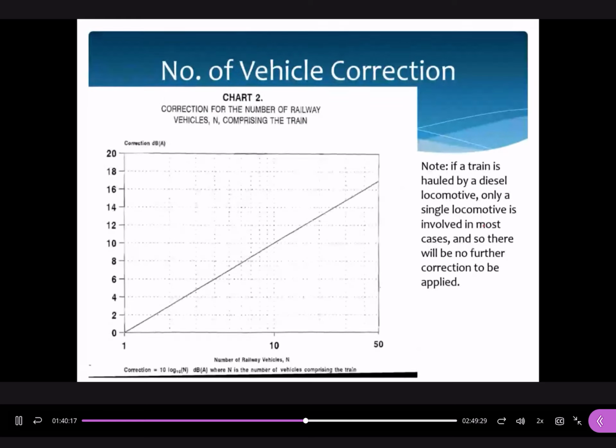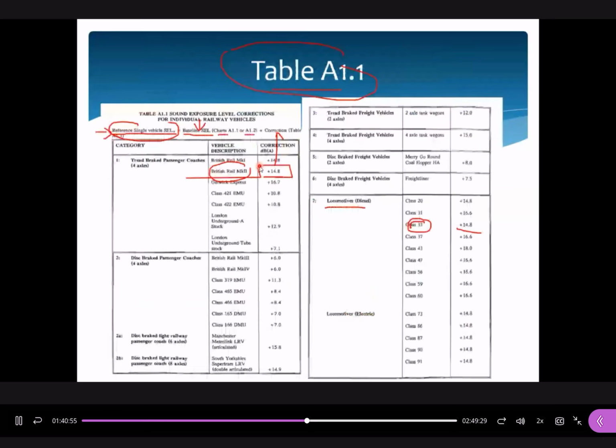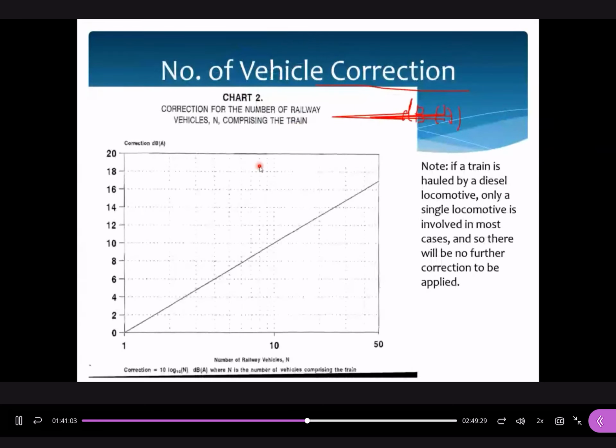Then we can go to chart number 2. Chart number 2 is the numbers of vehicle corrections. One more point I want to remind you: all the correction factors here are in dBA. You just add them together. In chart number 2, these are the corrections for the number of vehicles. As I told you before, a single vehicle is composed of multiple vehicles. We call this a single vehicle. From A1.1, A1.2, and table A1.1, we just focus on a single vehicle. But for whole trains, we have multiple railway vehicles.